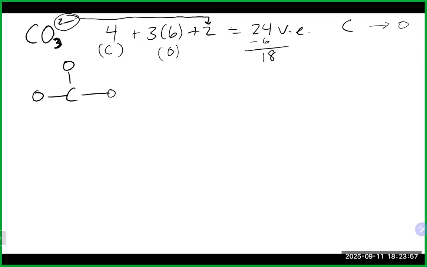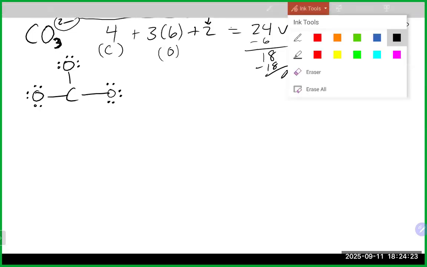So we've used 6 electrons, which leaves 18 electrons to go. So we can go on the outside in pairs: 2, 4, 6, 8, 10, 12, 14, 16, and 18. So at this point, we have used up all of our allotted electrons.